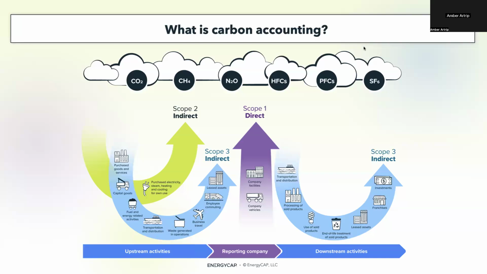We've got a lot of different, what we call scope categories here. So ways of tracking scope emissions. There are 15 different scope categories. We'll talk a little bit more about that later.